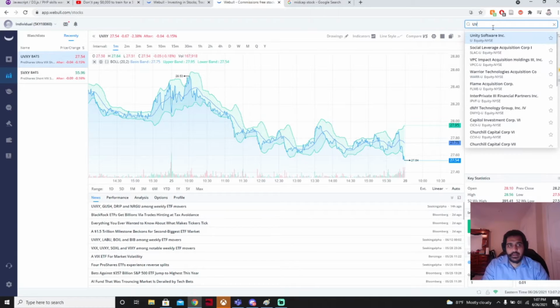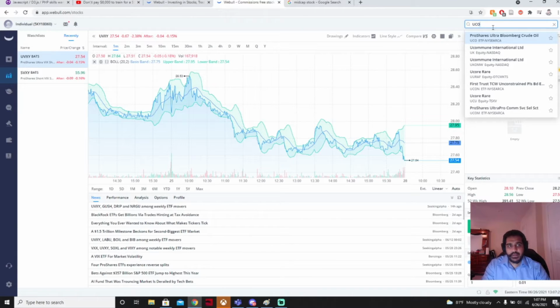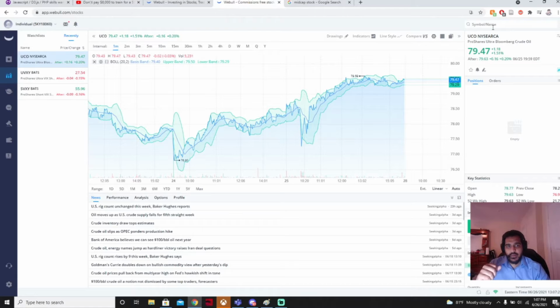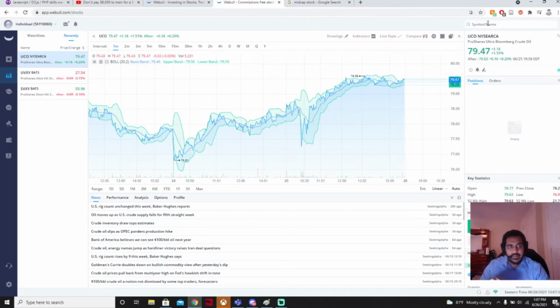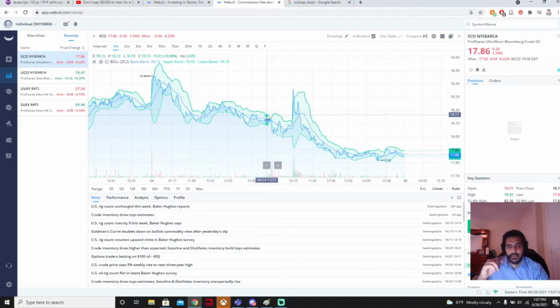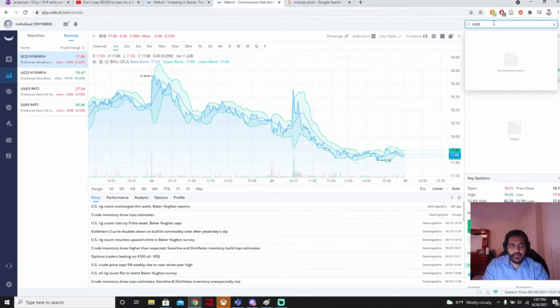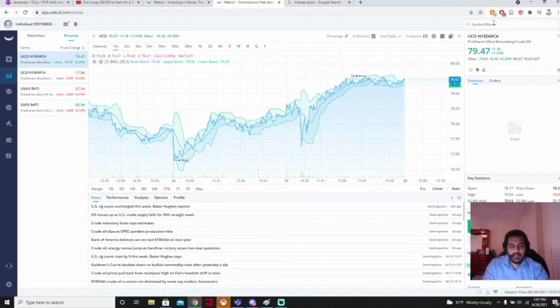Similarly, if you were playing the gas prices, you'd probably do UCO for the bull, I think, and SCO for the bear. So these go short. When gas prices are going up, or the trade is going worse for oil, SCO will go up. When trade is going good for oil, then UCO will go up. So that's one thing to play. You can play UCO, SCO.